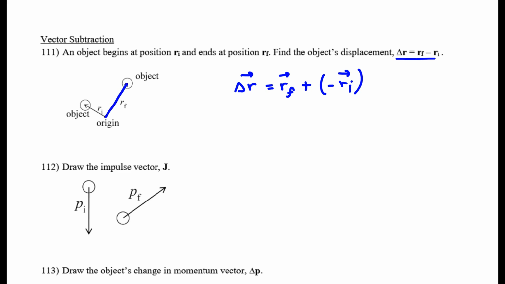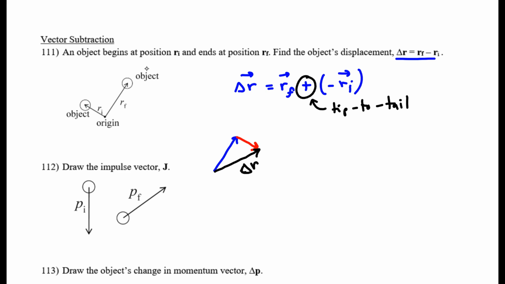So here's rf, here's ri. What does negative ri look like? It's the exact same vector, but the tip is on the other side. So let me take rf and negative ri, and when I add those together, when I add tip to tail, right, adding means connect the vectors tip to tail, the resultant in black is tail to tail and tip to tip. That's the delta r vector.